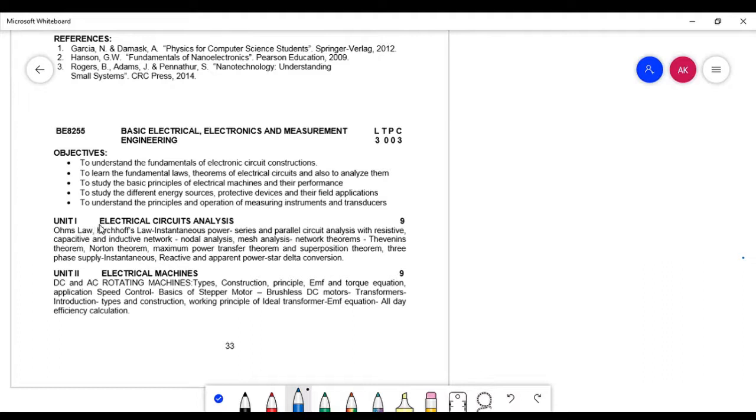Today's session I will cover unit 1, electric circuit analysis, that is Ohm's law alone, for Part B, that is MCQ questions, which are asked as 2-mark questions. So we will see the 2-mark questions.